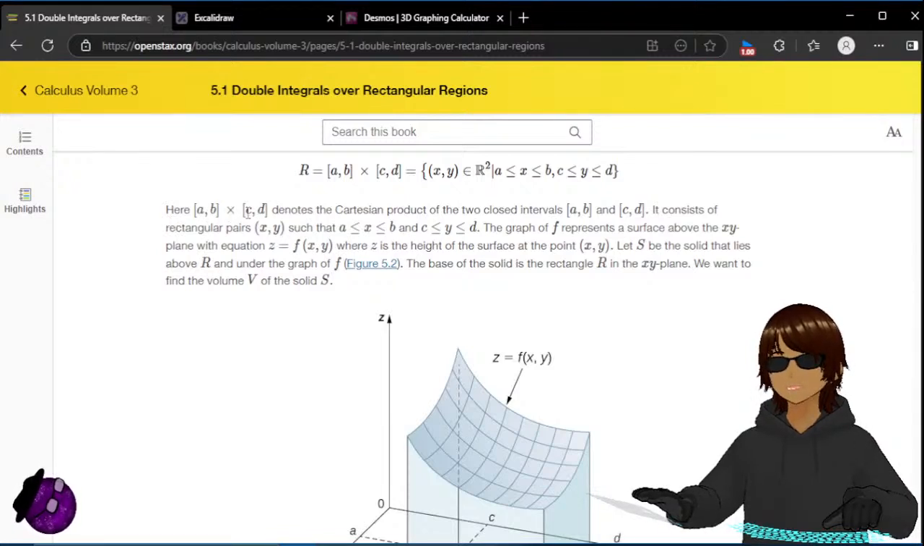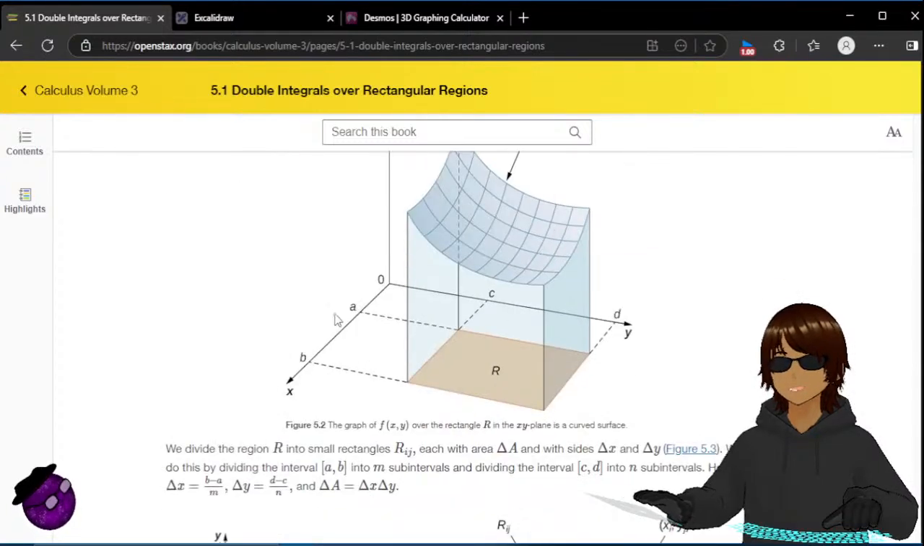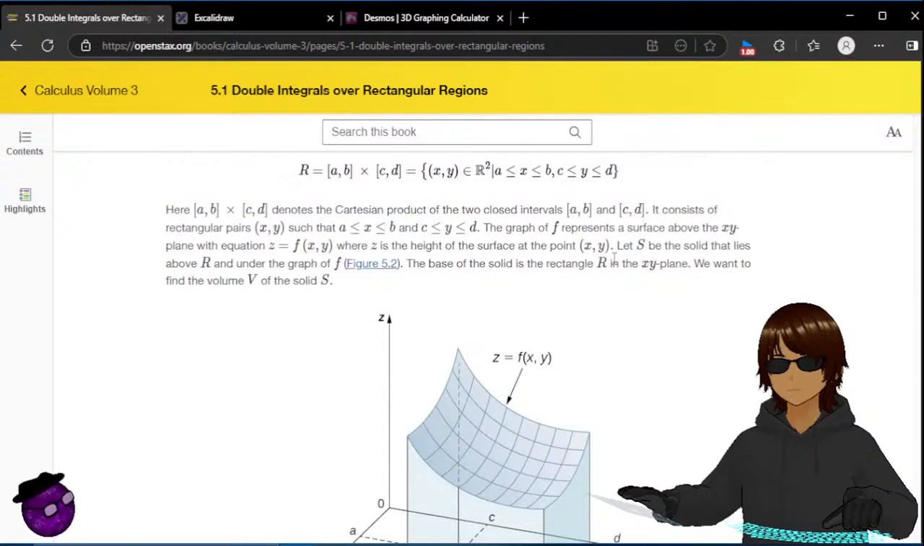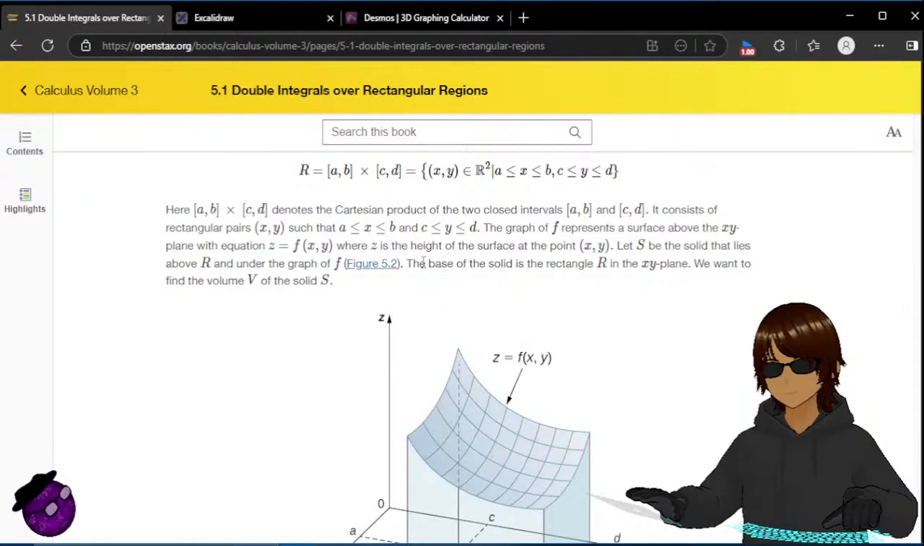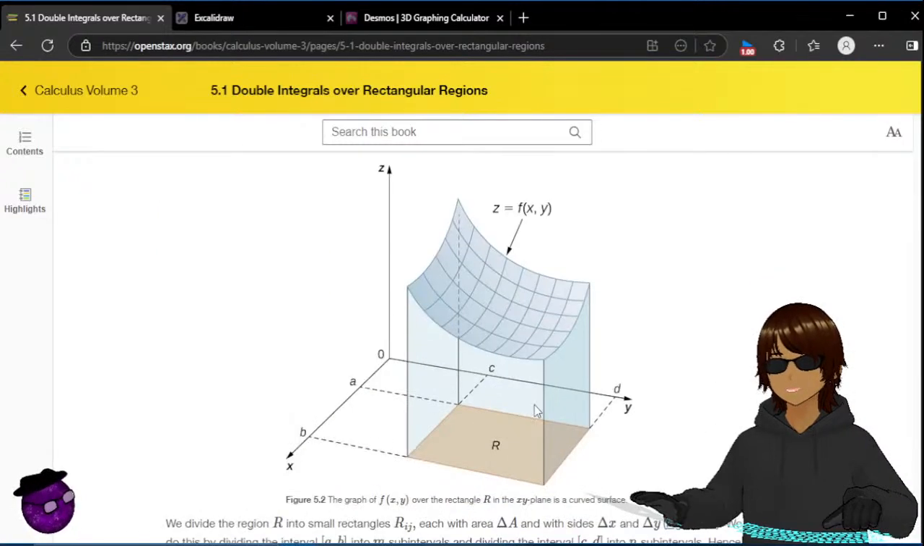Here, [a, b] × [c, d] denotes the Cartesian product of two closed intervals [a, b] and [c, d]. So [a, b] is on x and [c, d] is on y. It consists of ordered pairs (x, y) such that x is between a and b and y is between c and d. The graph of f represents a surface above the xy-plane with equation z = f(x, y). Let S be the solid that lies above R and under the graph of f. The base of the solid is the rectangle R in the xy-plane. We want to find the volume V of the solid S.